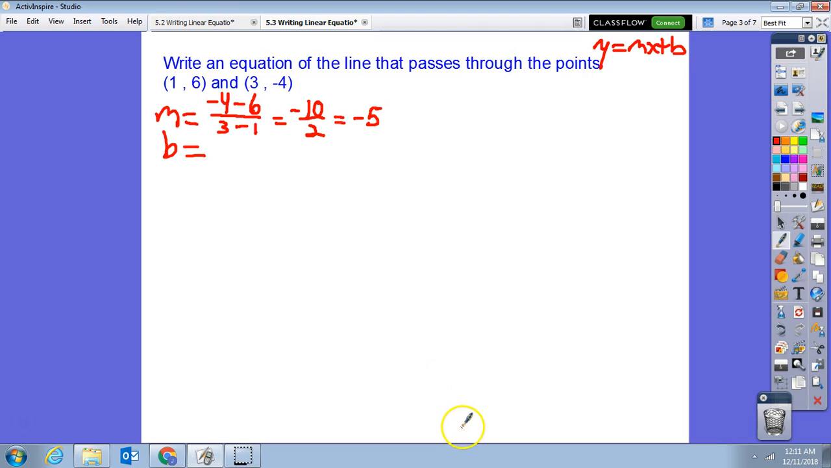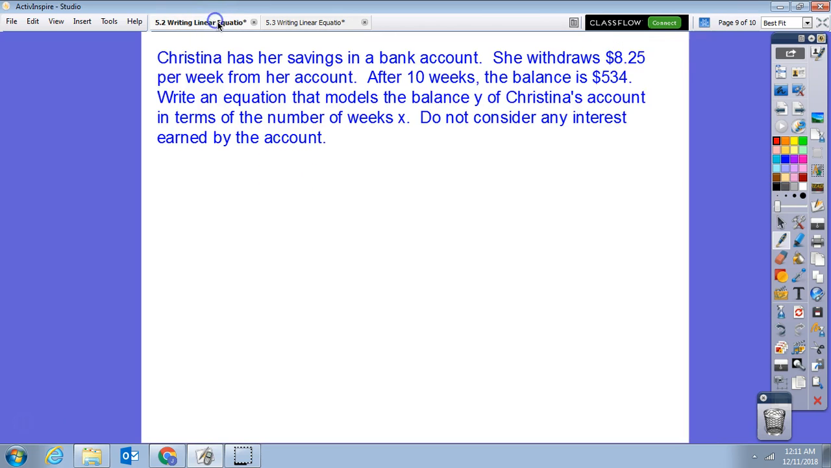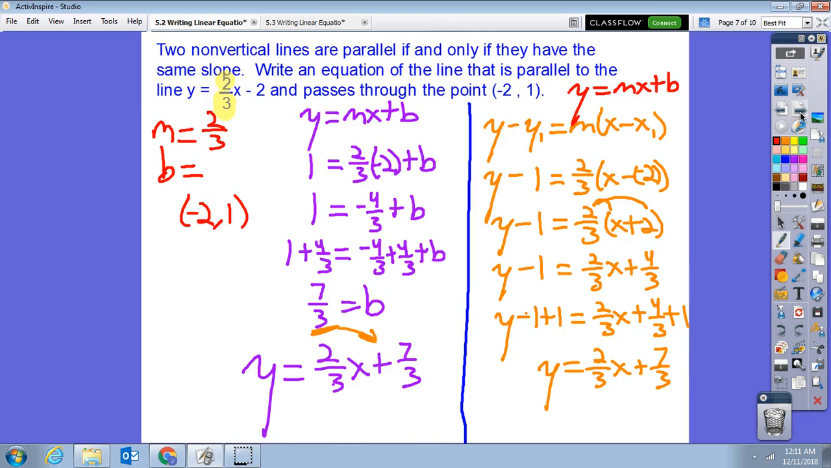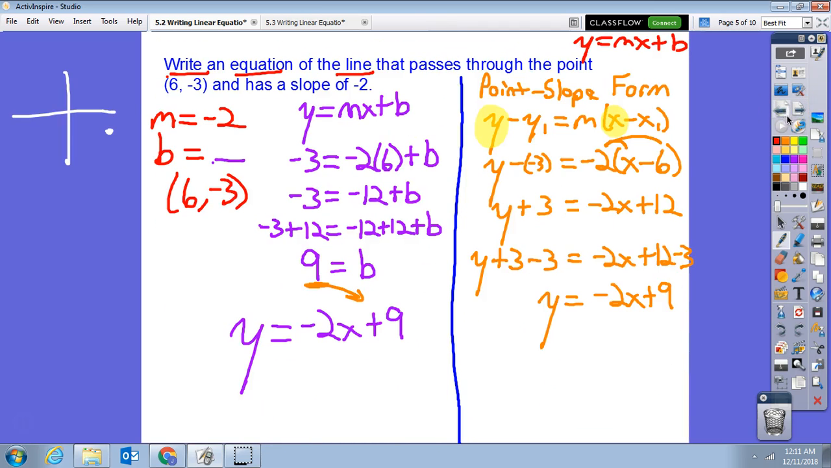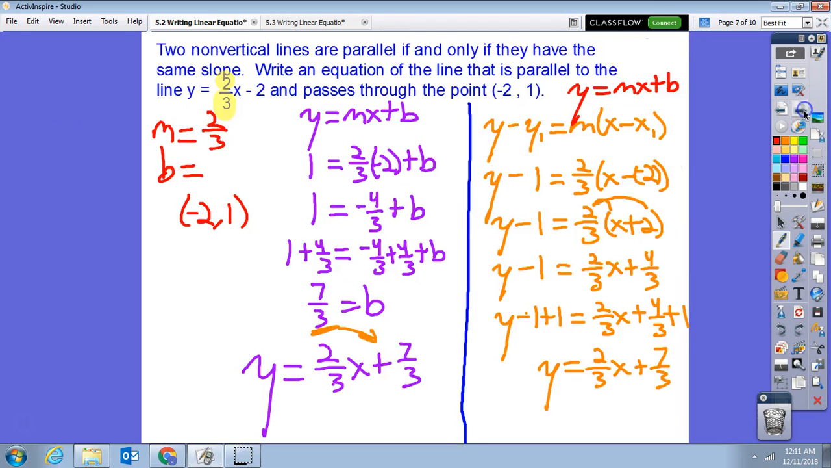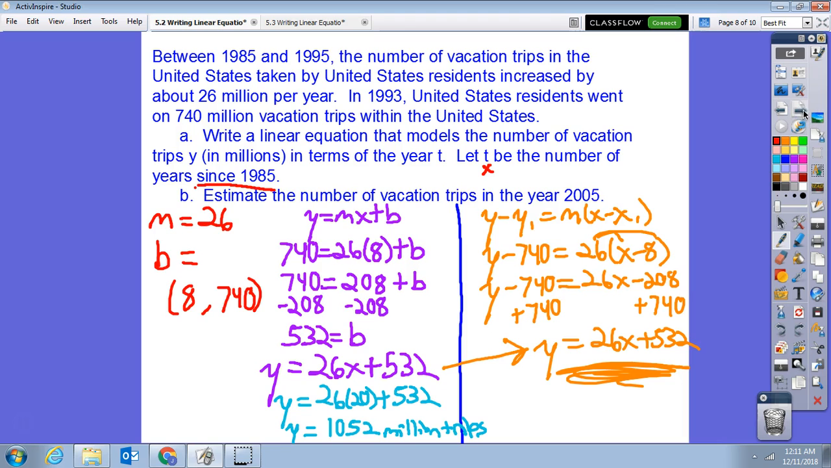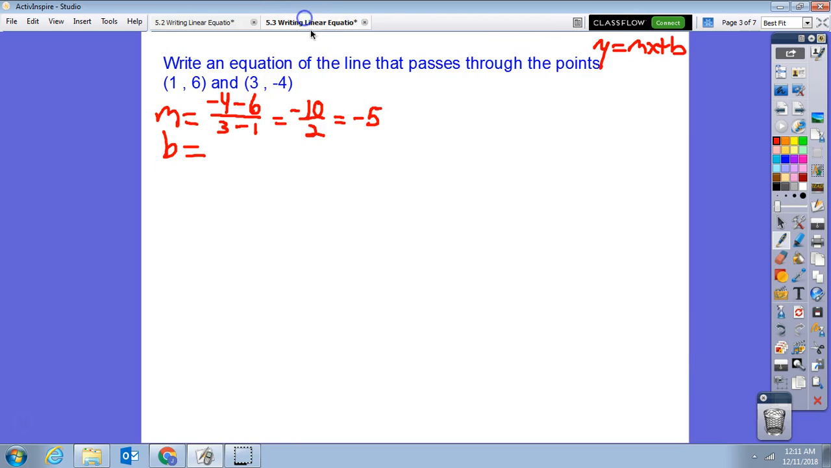Notice, again, now I have my slope, but I still don't have my y-intercept. (1, 6) is not the y-intercept. (3, negative 4) is not the y-intercept. You could plot those points and see that. So what do I do? I do the same thing that we've been doing over here. If I have a point and a slope, I do the same thing. I have 2 points. I can choose whichever one I want, and I have a slope.